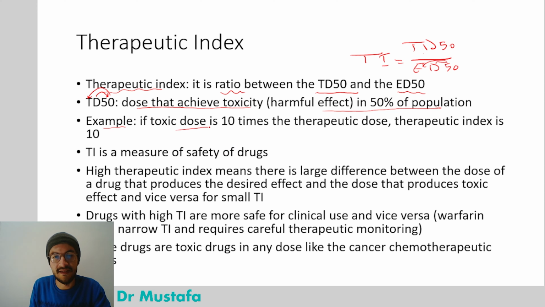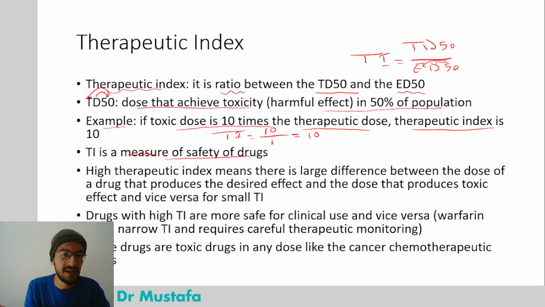Example: if the toxic dose is 10 times the therapeutic dose, the therapeutic index is 10. So the TI equals the toxic dose divided by the therapeutic dose. If the toxic dose is 10 and the therapeutic dose is 1, the therapeutic index in this case is 10. So the therapeutic index is a measure of the safety of drugs.